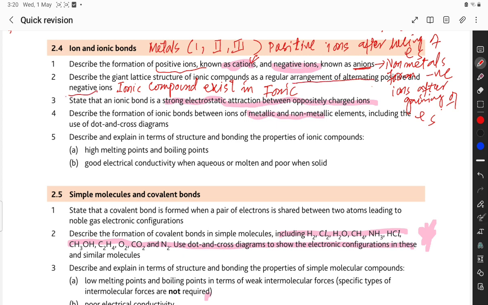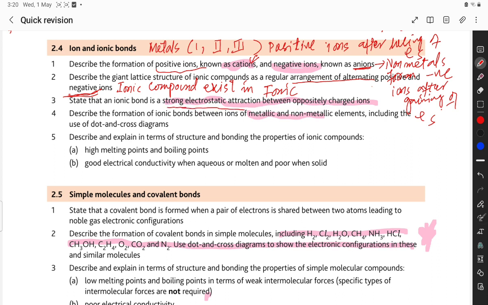Okay, don't write a detailed answer for this question. Just write down: an ionic lattice is a regular arrangement of alternate positive and negative ions. State that an ionic bond is a strong electrostatic attraction. Look at this.